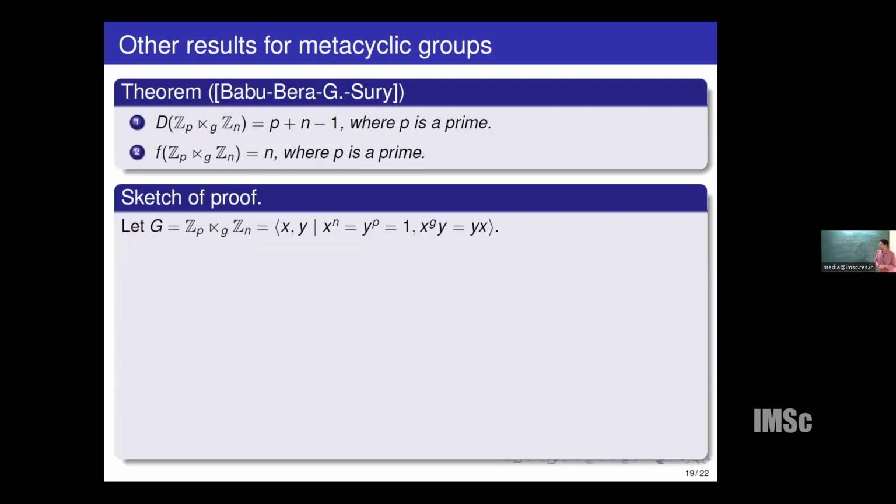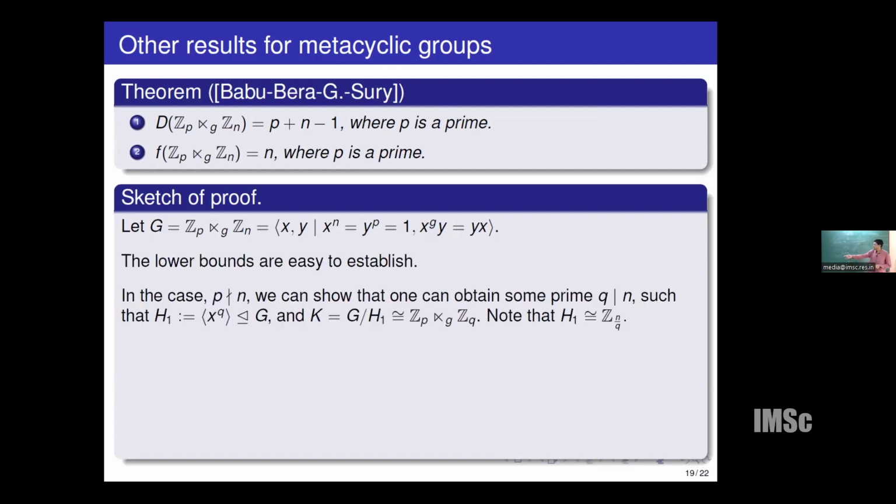And the way to do it is quite simple. You take this Zp semidirect Zn, and then you find some prime dividing n such that this g we have is not congruent to 1 mod q, right? We know that the order of g is p mod n. Then we can show using primitive roots that there will be some q dividing n such that g is not congruent to 1 mod q.